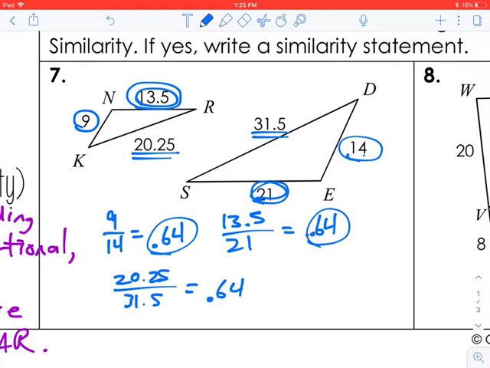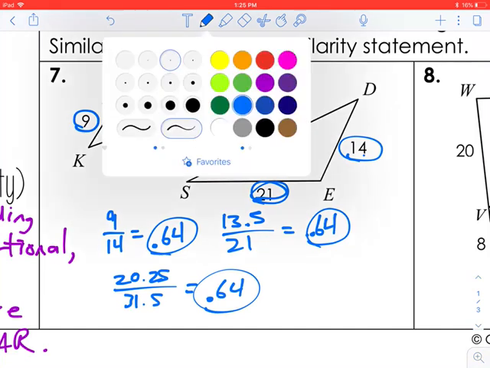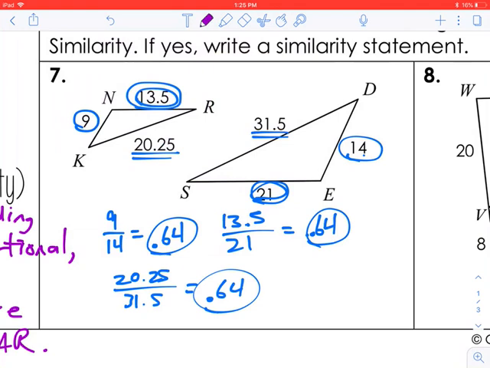Okay, so since all of those are the same proportion or ratio, that means these are similar. So triangle, I'm going to start with N. So NKR is similar to triangle, and think about what N goes with. N goes with E.